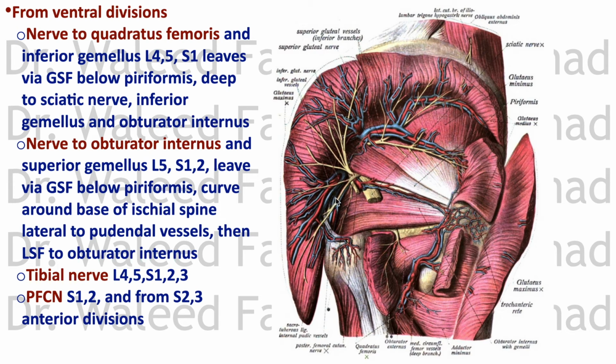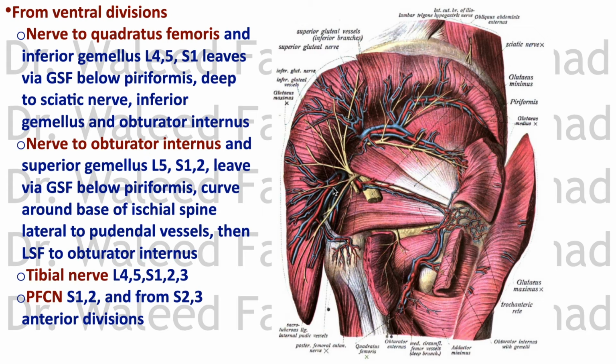The nerve to obturator internus, on the other hand, comes out of the greater sciatic foramen as well. It's L5, S1, and 2. It's destined to supply the obturator internus and the superior gemellus muscle, and it curves around the base of the ischial spine. Now we have three structures curving around the ischial spine: the nerve to obturator internus around its base, the pudendal nerve around its apex, and the internal pudendal vessels in between. Remember this, because this is also a multiple choice question.